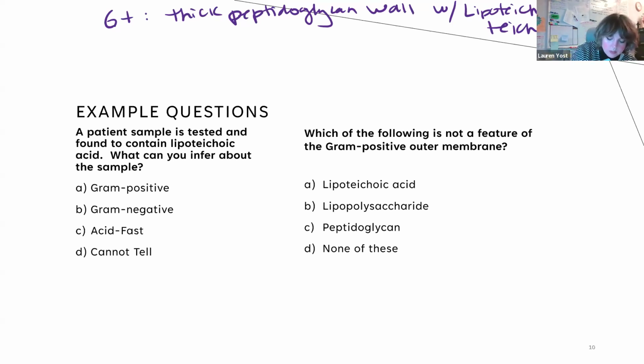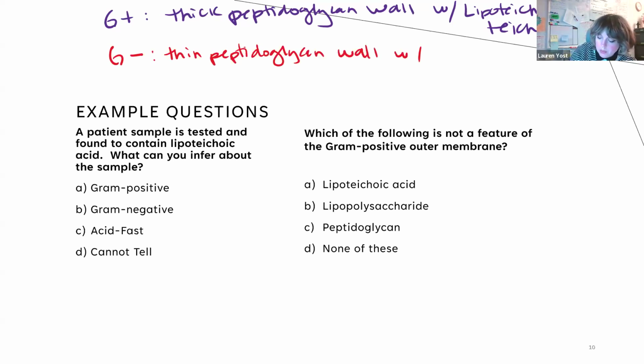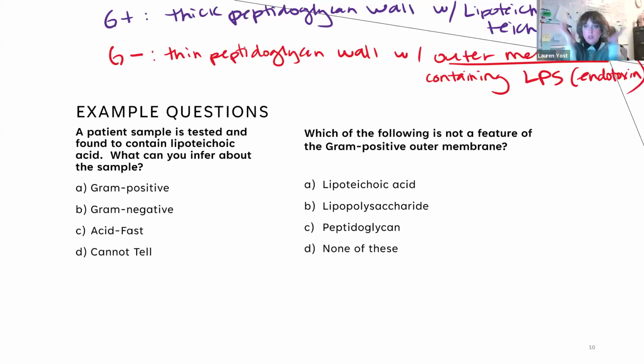Whereas our gram-negatives have a thin peptidoglycan wall with an outer membrane, which is an extra feature that contains lipopolysaccharide, which is also known as endotoxin. Okay. That's our little cheat sheet note for these questions that we have next.